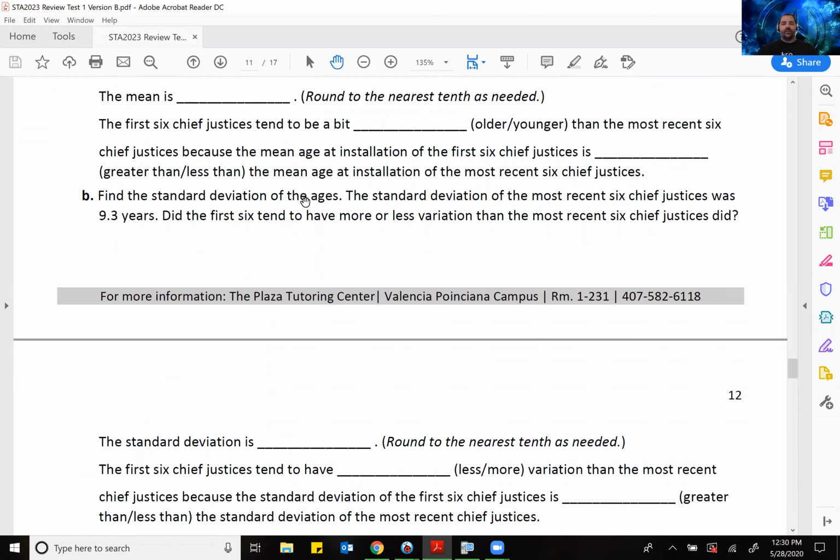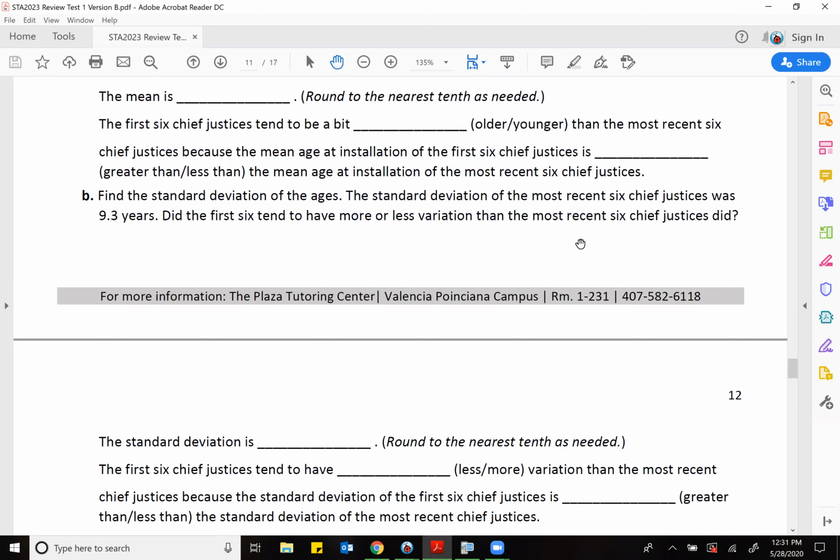And again, it asks us another question because standard deviation talks to us about variation. So the first 6 had a standard deviation of 6.5. The most recent 6 Chief Justices was 9.3. So did the first 6 have more or less variation? Less, because their standard deviation number is smaller, that means there is less variation. The larger your standard deviation, the more your data varies. Does that make sense? Yes.